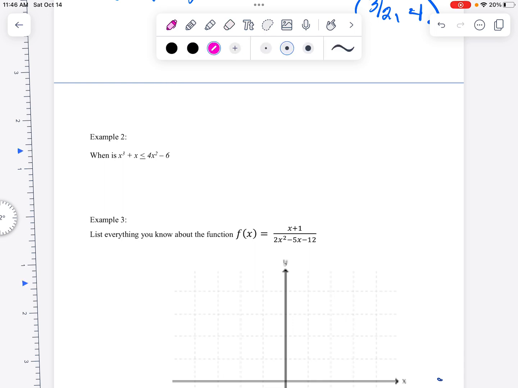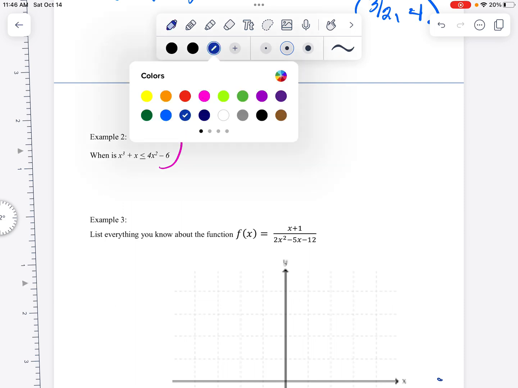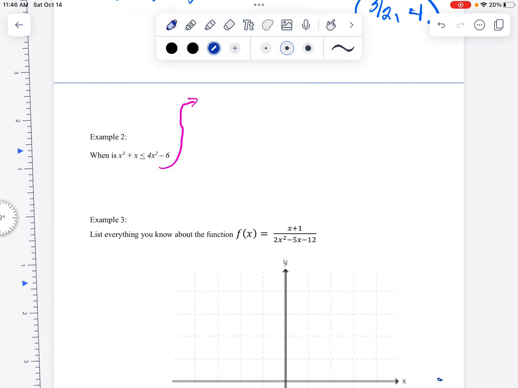So let's look at a different method. We're going to find an equivalent inequality. We're going to move everything to one side. X to the third minus 4x squared plus x plus 6. And I'm going to set that less than or equal to 0. I have to find my zeros.